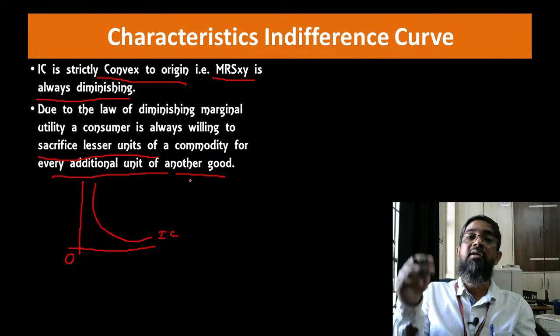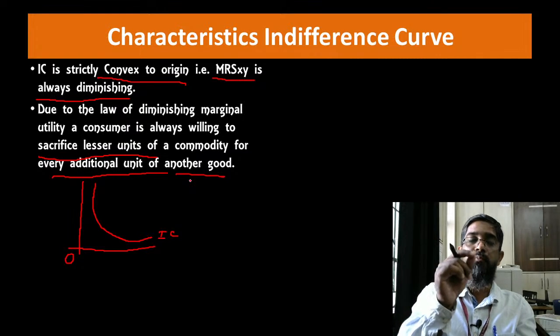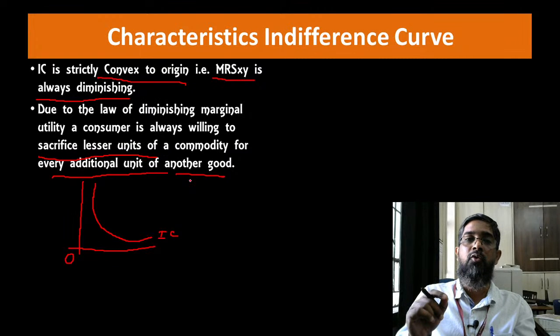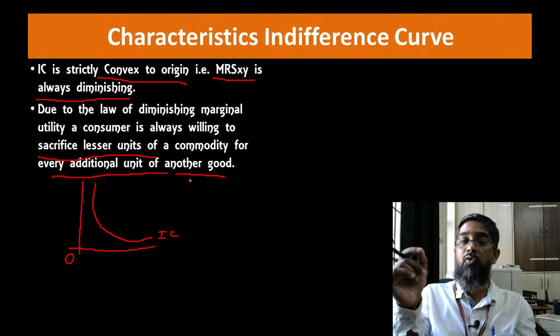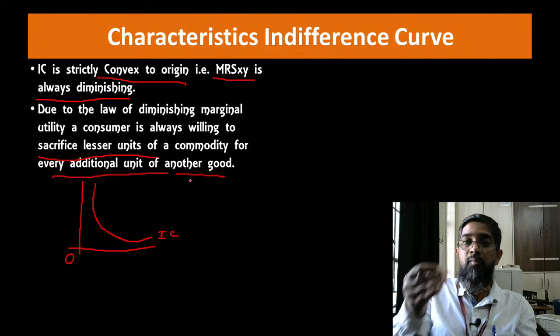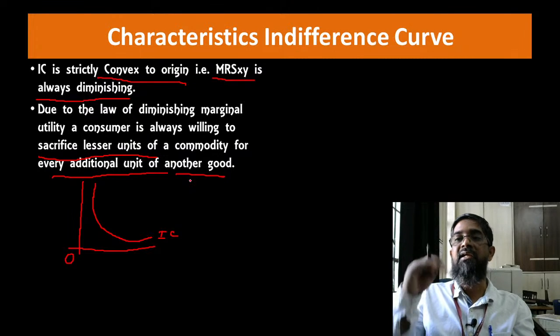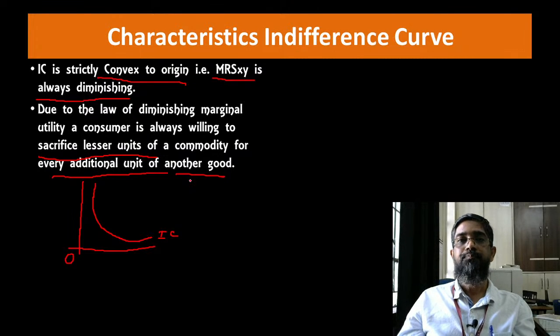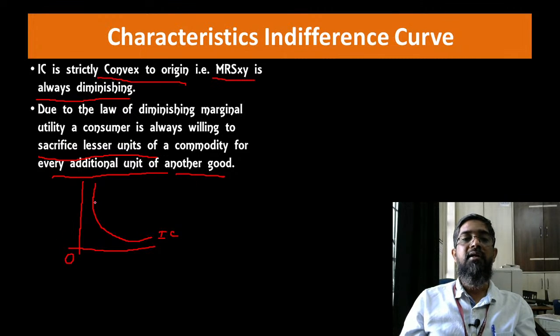So for every extra unit of biscuit, the bananas which the customer is ready to forego keep on declining. For the first biscuit he forewent 5 bananas, for the second biscuit he forewent 4, for the third he forewent 3, so it keeps diminishing. It is declining continuously, right. So this way if you plot the diagram, your indifference curve will be convex to the origin. So that is the meaning of convexity, or this is one of the properties of indifference curve.